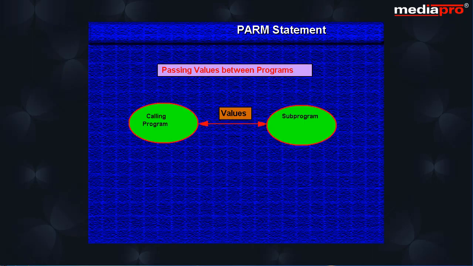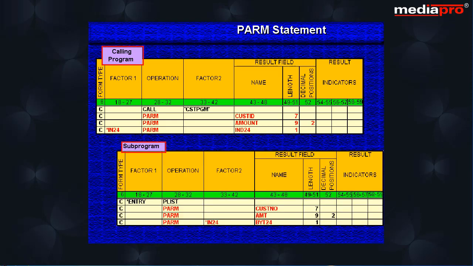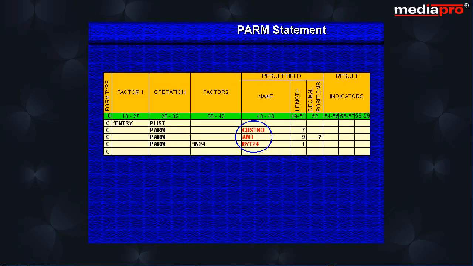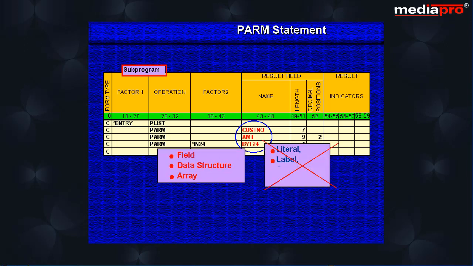Let us see how values are passed between the programs. RPG uses the parameter operation to identify the fields whose values are to be shared between the programs. Each parameter statement in the calling program must have a corresponding entry in the called program. Each parameter statement requires an entry in the result field. This could be a field, data structure, or array that will be used to pass values to the calling program. It cannot be a literal, a label, a constant, or a table name.